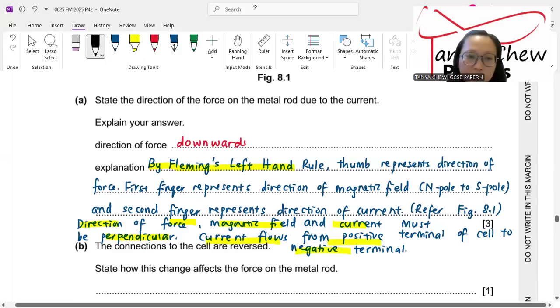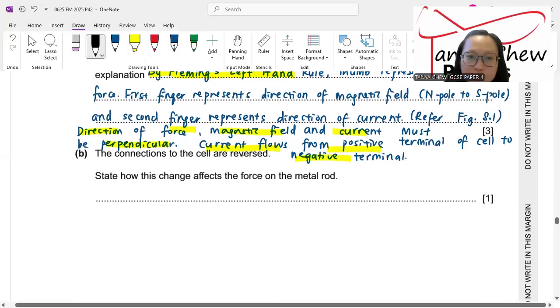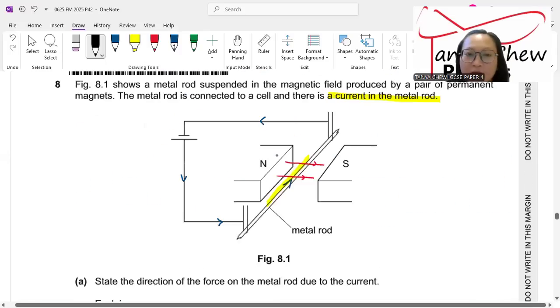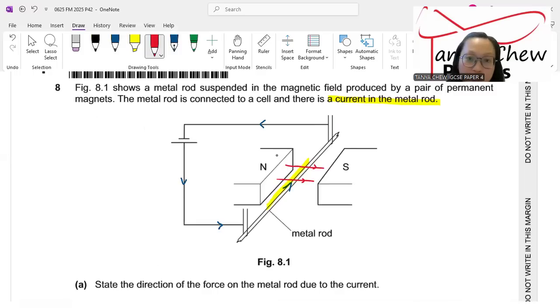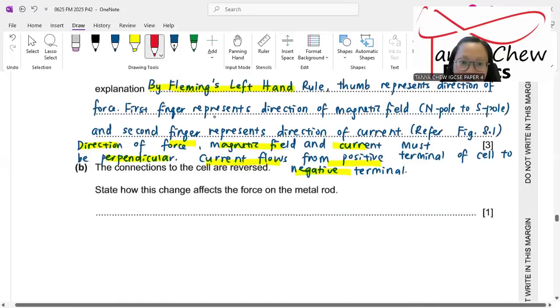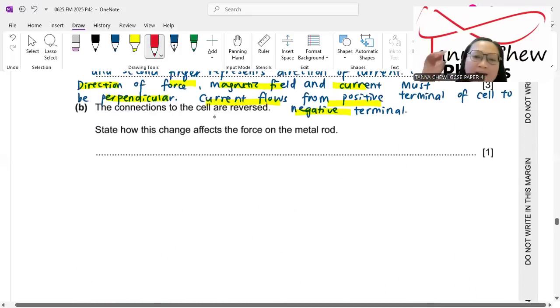Okay? Now B, the connections to the cell are reversed. When the connections from the cell reverse, that means, I'll show you right here, the current will flow downwards, out from the screen. So you're still using Fleming's left-hand rule, north to south, but the current now is out, pointing the second finger at yourself, and look at my thumb is pointing upwards. Is that okay?